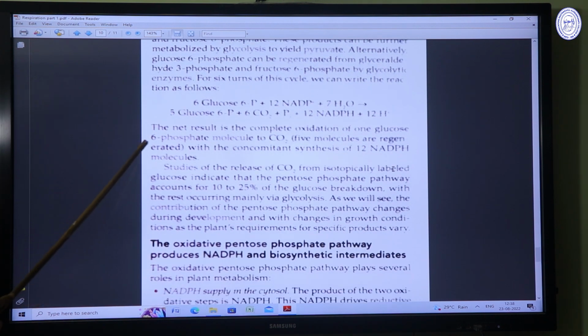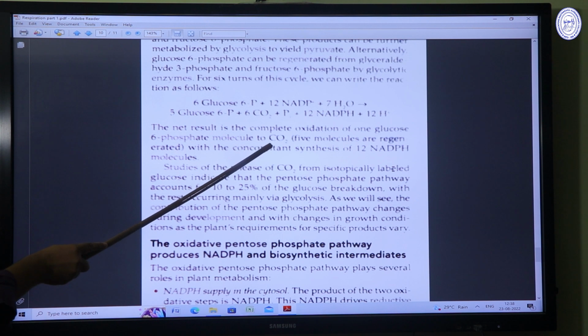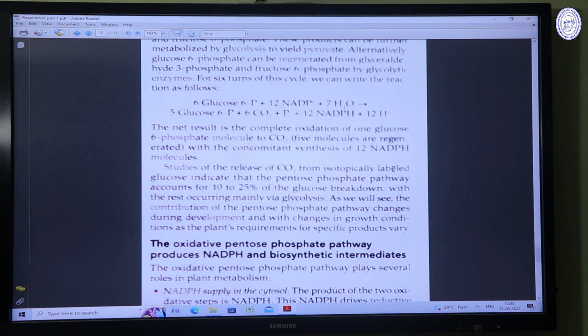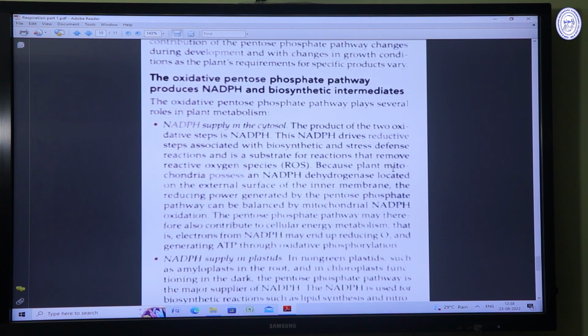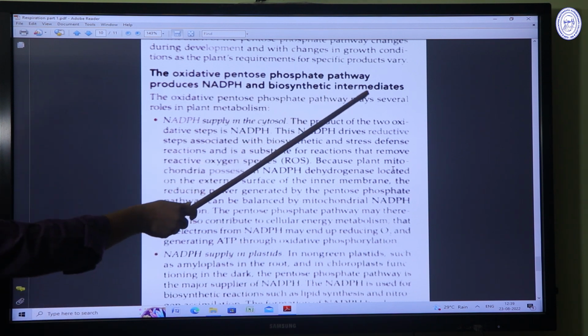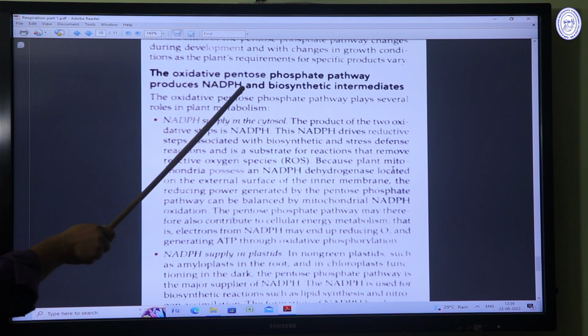Look at this one. The net result is the complete oxidation of one glucose 6-phosphate molecule to CO2 with the synthesis of 12 NADPH molecules. And what is the importance of that? Importance of oxidative pentose phosphate pathway is it produces NADPH and biosynthetic intermediates. Okay. So, oxidative pentose phosphate pathway produces NADPH, which is reducing power, and other biosynthetic intermediates.